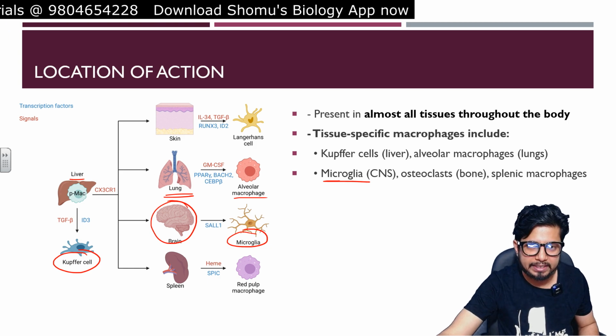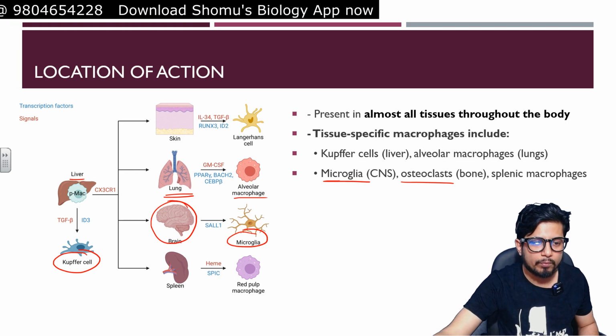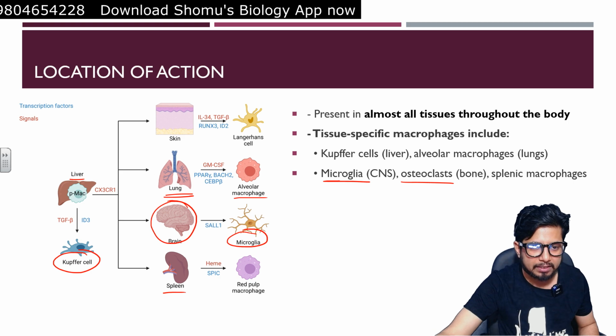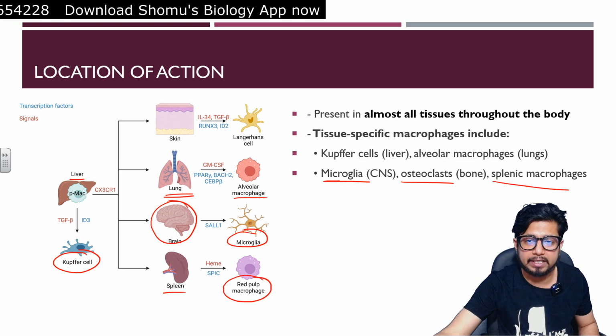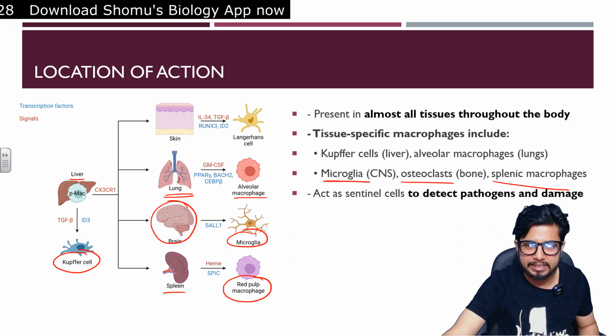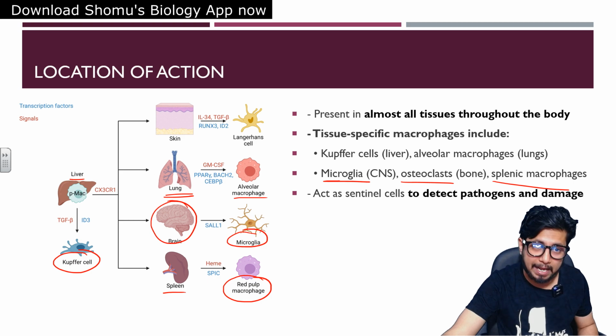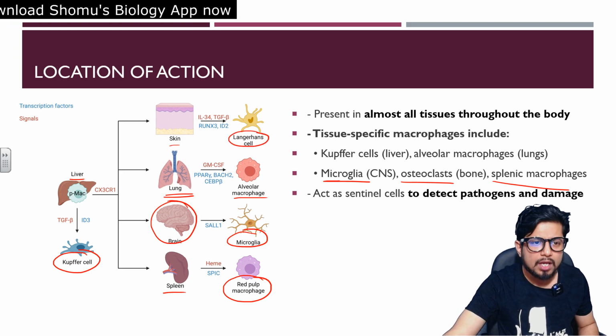When they are present in the bone, we call them osteoclast cells. When they are present in the spleen, they are known as red pulp macrophages or splenic macrophages, and they act as sentinel cells to detect pathogens and damage them. And in the skin they are known as Langerhans cells. So based on where they are located, we give them different names.